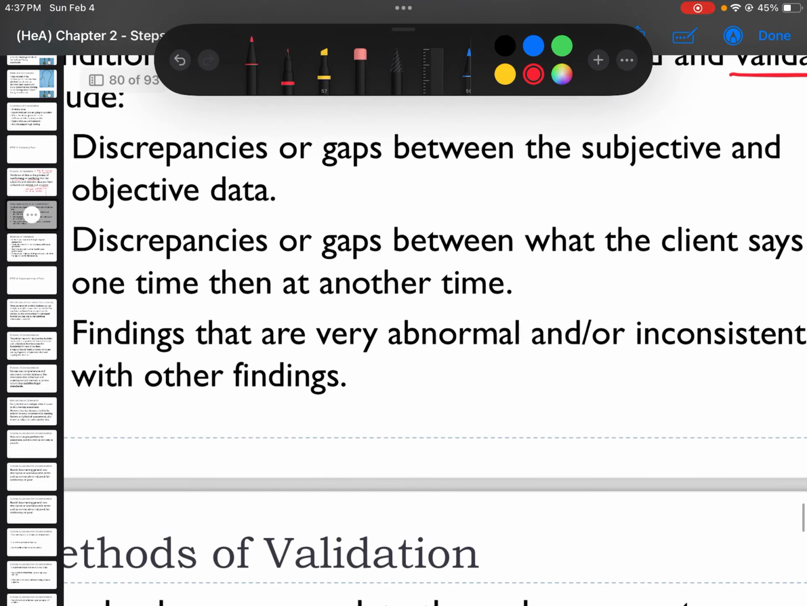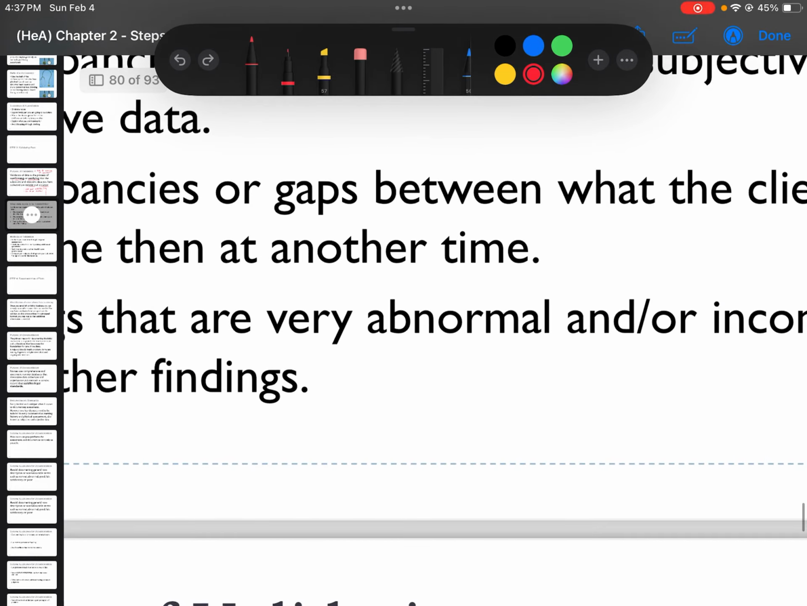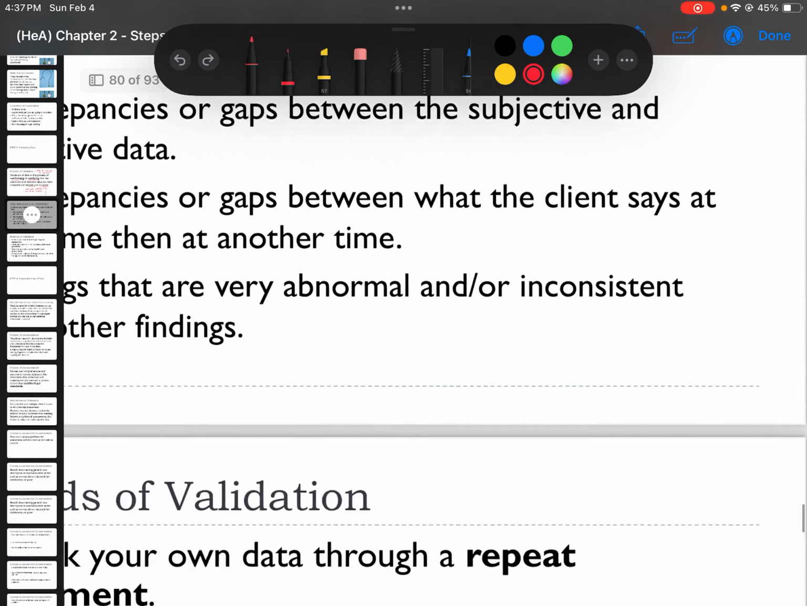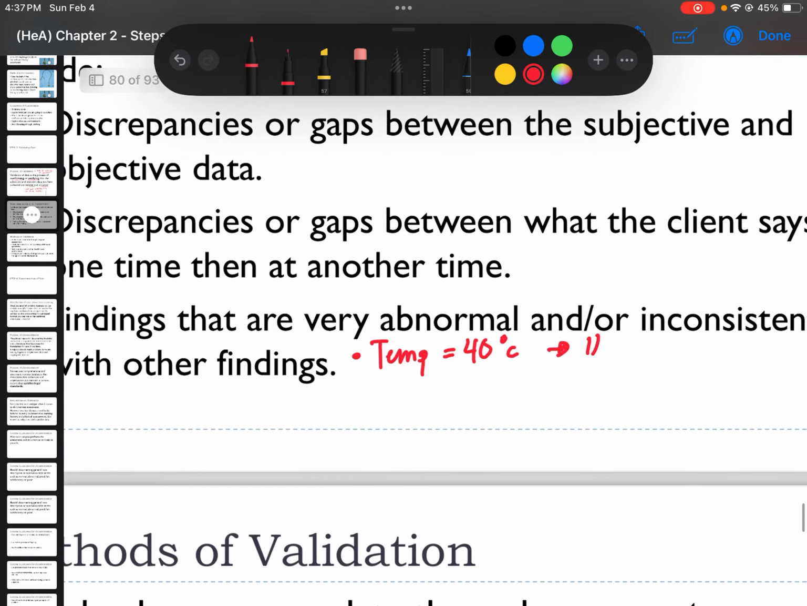Another is if the findings are very abnormal or inconsistent with other findings. There is no consistency between symptoms. Like for example, class, during our physical examination, we found out that the patient's temperature is 40 degrees Celsius. Now that is very hot. That is hyperthermia, right? That is now fever. Okay?